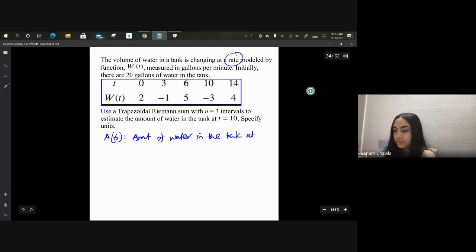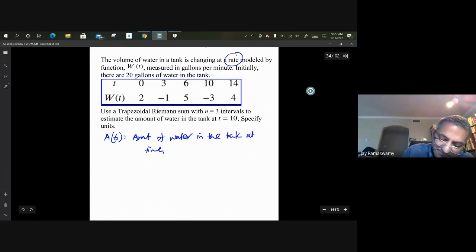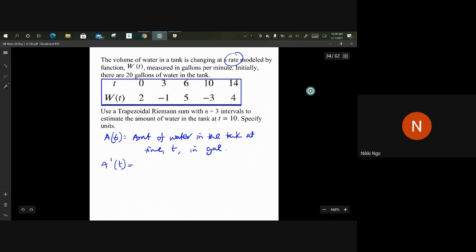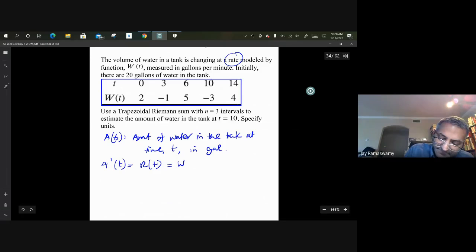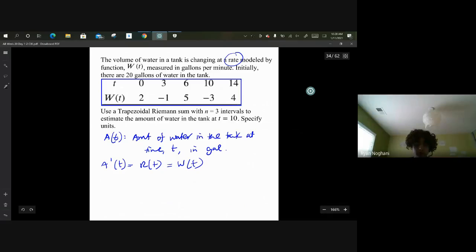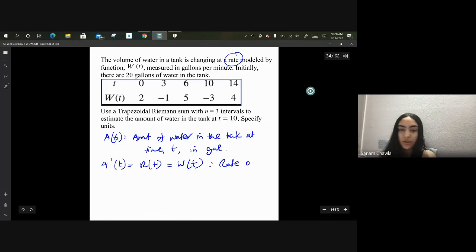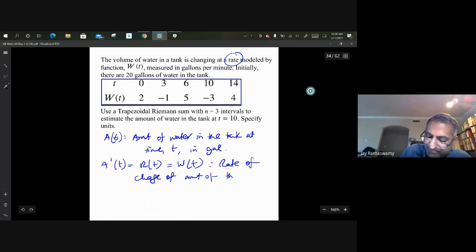In gallons. Okay, this is the last problem of the day. And then A dash of t is the rate R of t, which is W of t. That's the rate of change of the amount of water in the tank at time t, in gallons per minute. This is the last question of the day.